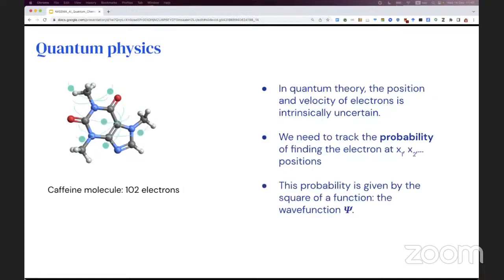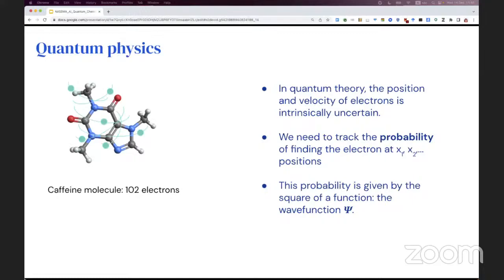But we know this is a molecule, so it's a tiny object, and we need quantum mechanics to describe it. And in that case, a key ingredient in quantum mechanics is that you cannot determine completely and with complete certainty the speed and the position of the electrons. And therefore, instead of keeping track of 102 numbers, you have to keep track of the probability of finding each electron at each possible position. And that probability is described by the square of a function that we call the wave function, which you've seen in the previous equation.